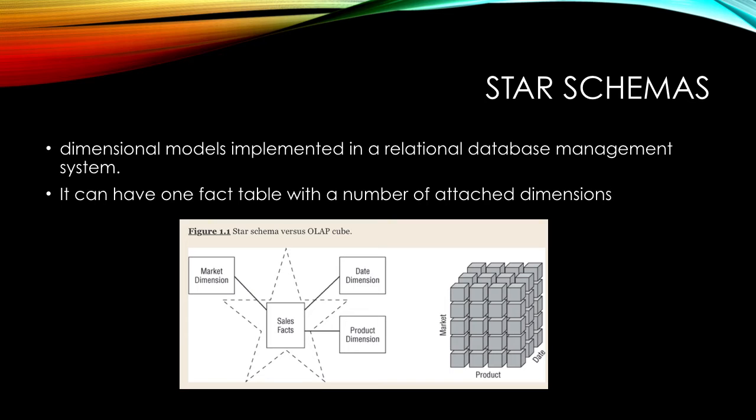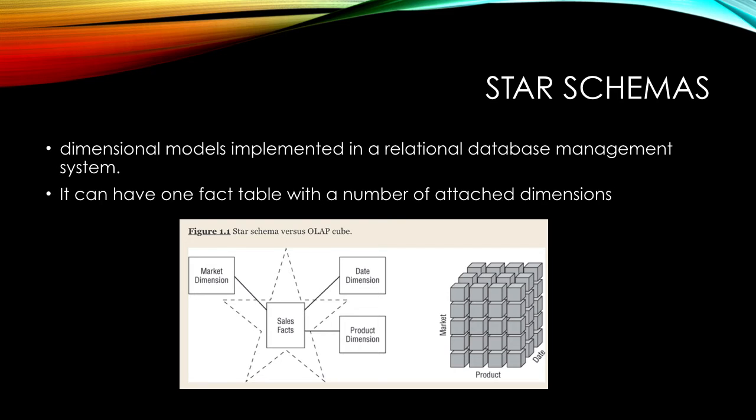The next one is a star. Okay, a star is a dimensional model implemented in a relational database management system. It can have one fact table with a number of attached dimensions to resemble a star. So in this example, in the picture, figure 1-1, you can see the sales facts in the middle with the different dimensions surrounding it and attached to it. The market dimensions, date dimension, product dimension, etc.